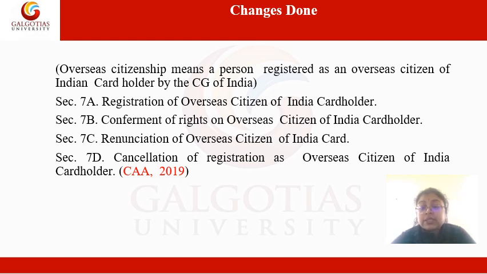CAA 2019 has given relaxation to those category of people who have been defined in the previous slide, like those people who belong to Sikh, Jain, Hindu, Parsi, Christian community from Afghanistan, Pakistan, and Bangladesh. For them, in case they have been issued with an OCI card, the grounds on which cancellation can be done would be different and much relaxed in comparison to the case of other foreigners.